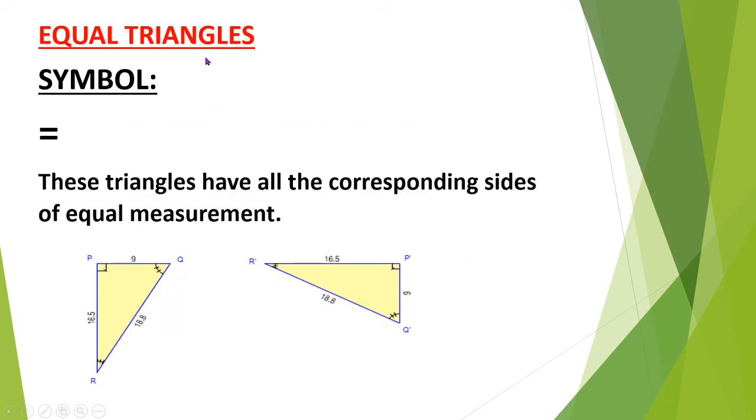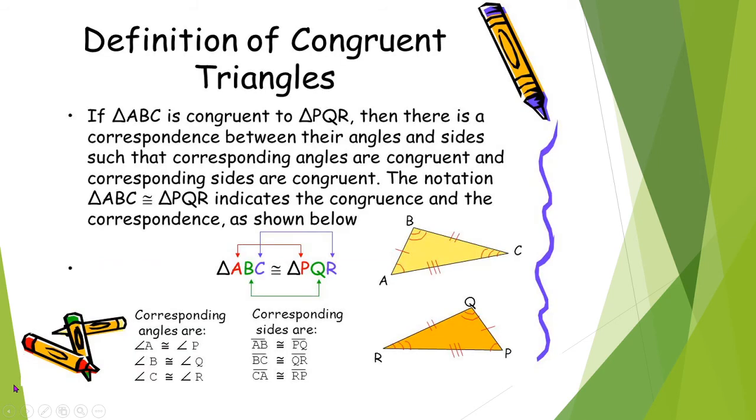Then equal triangles. The symbol for equal triangles is this sign of equality. The triangles have all the corresponding sides of equal measurement. So when these two triangles have the same measurement of all the sides, as you can see, side PR 16.5, then 18.8, all the corresponding sides are of the same measurement, then these will be called equal triangles. The combination of similar triangles and equal triangles gives us congruent triangles.